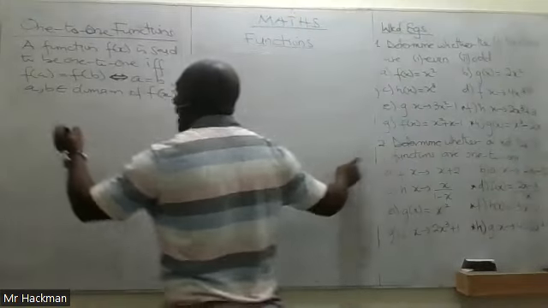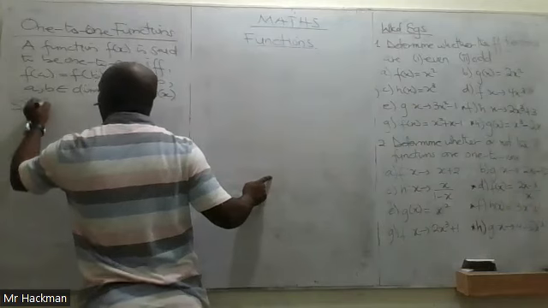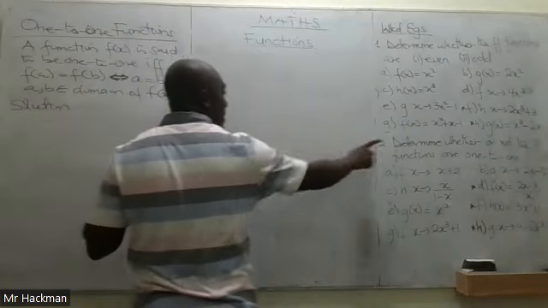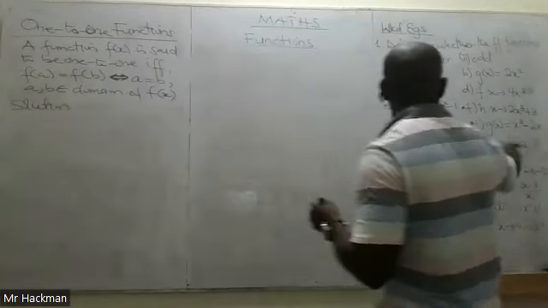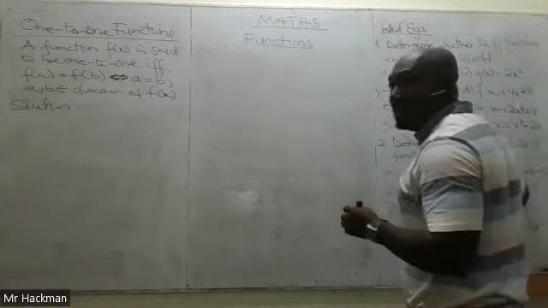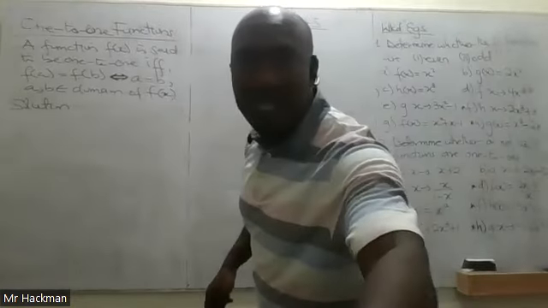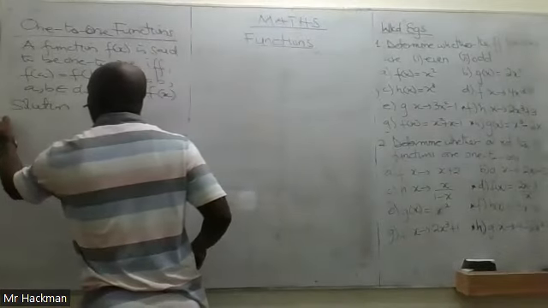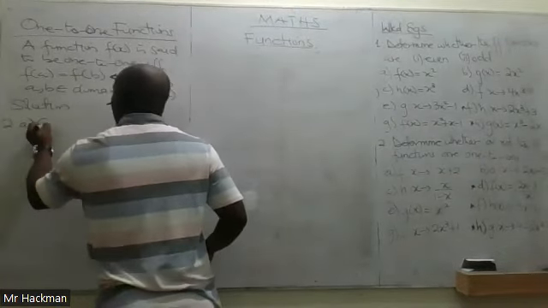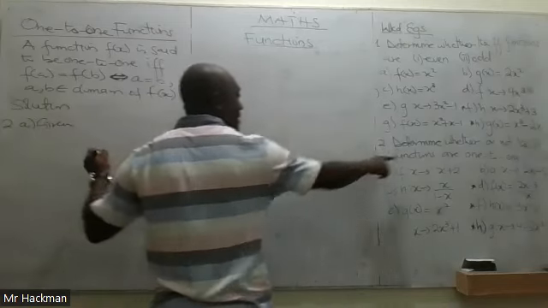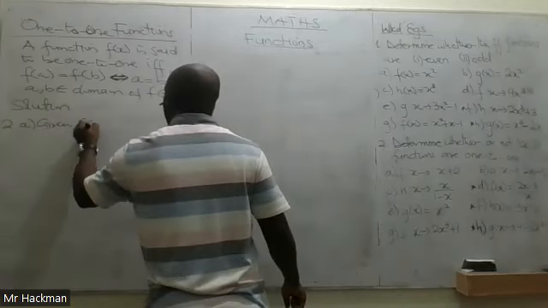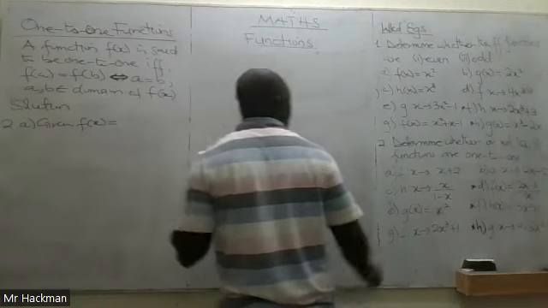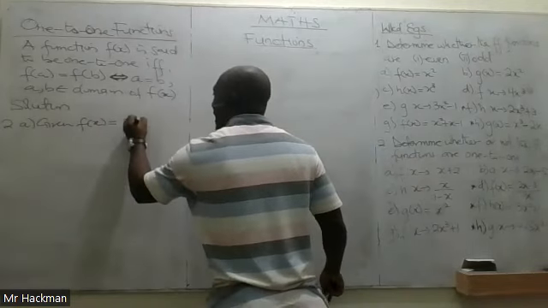So I'm now going to look at the solution to question 2. Question 2: determine whether or not the following functions are one-to-one. So we are going to make that determination. Question 2A: what I am given is f of x, in arrow form. However, I will write it in relation form, f of x equals x plus 2.